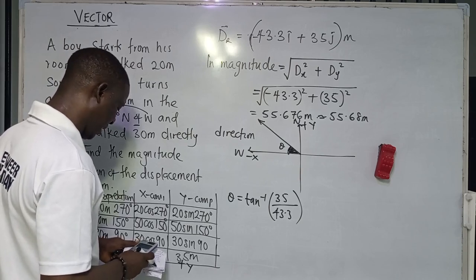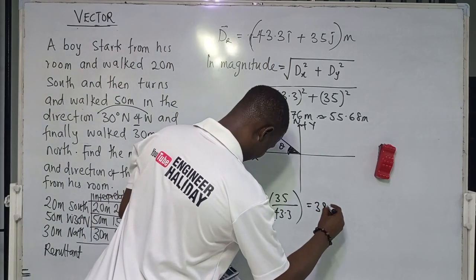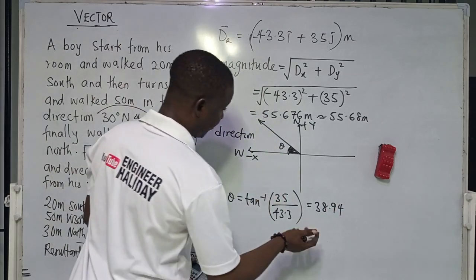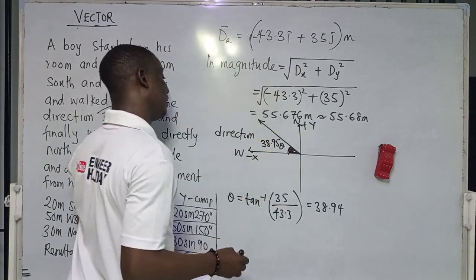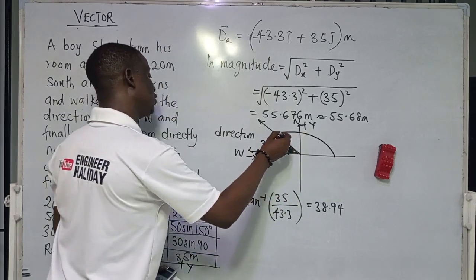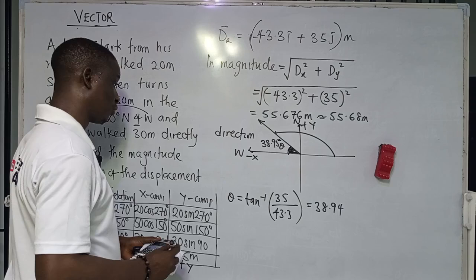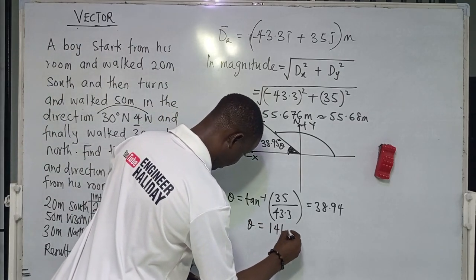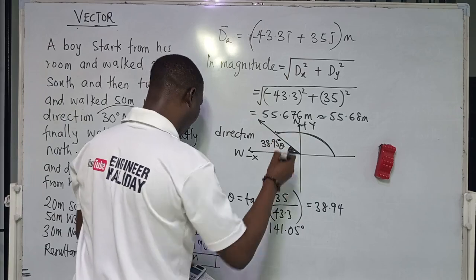43.3. Remove the minus sign. That will give us what? 38 point what? 94 or 95. So this is 38.95. So if you now get this one, what will be this angle? Just remove that answer from 180. You are going to have what? The direction will now be 141.05. That means from the positive x-axis.